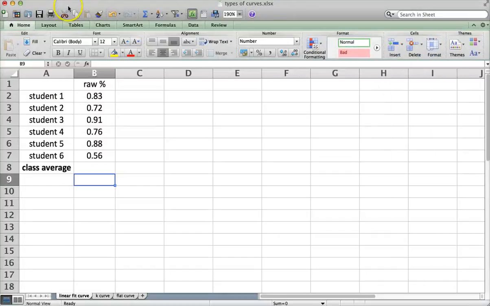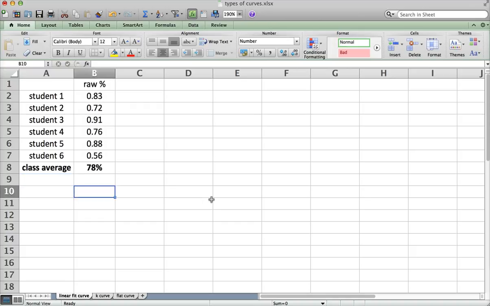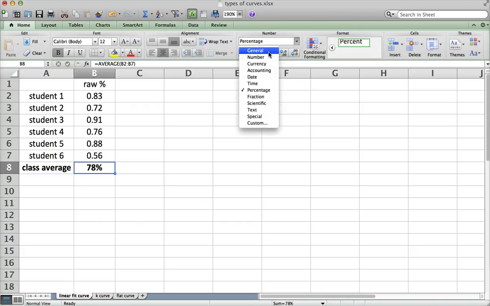Okay, so I'm going to do a few different types of curves and show how I set up my Excel file. Here are my student grades. First, I calculate the average for all the grades: equals average. It's a little low, right? And you can do this as a percentage or just a general number, a decimal.